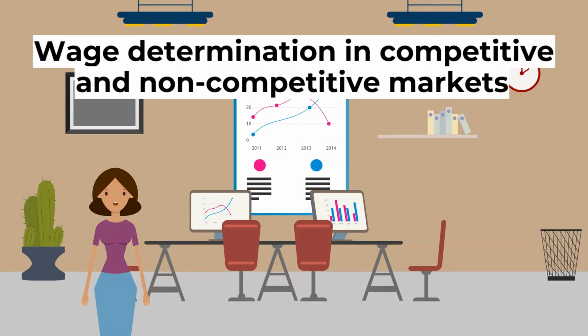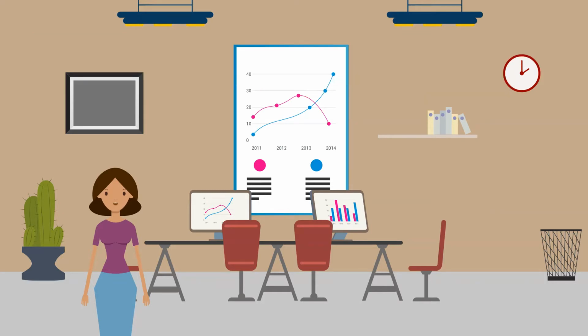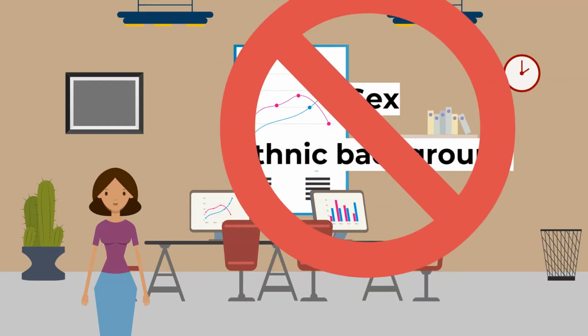Okay, moving on, wage determination in competitive and non-competitive markets. Wage rates differ within an occupation due to age, education, training, work experience, the skill, talent, and ability to perform tasks, sex and ethnic background. These last two are illegal, but average wages suggest that this still can be an issue.